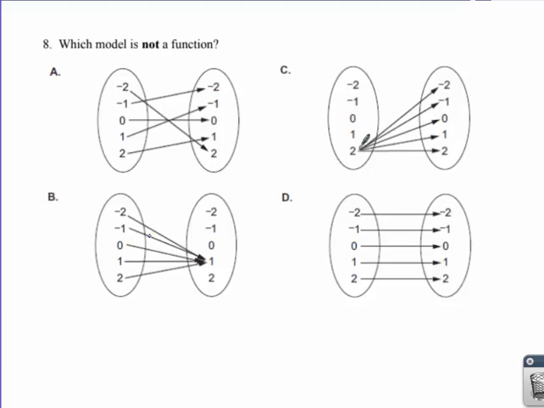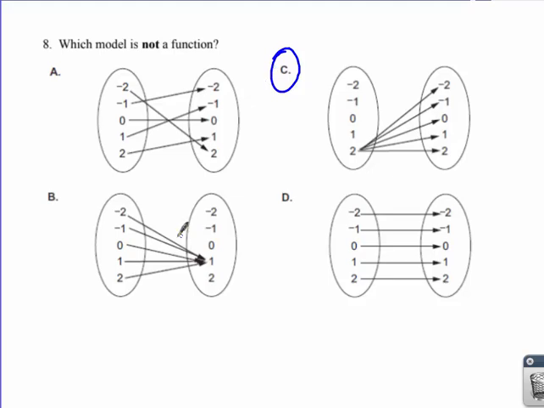Okay, now C, this 2, it's got 2, -2, 2, -1, 2, 0. So this x value is appearing more than one time within our coordinates. So this one is the one that is incorrect. Okay? And then D right here, each one maps to the same one, so this is a function. So the one that's not a function is C.